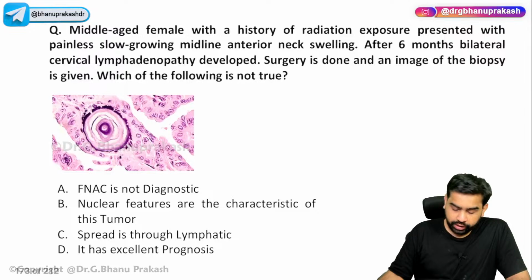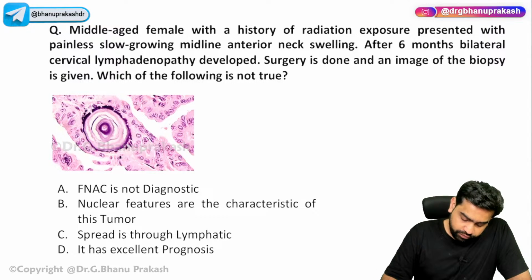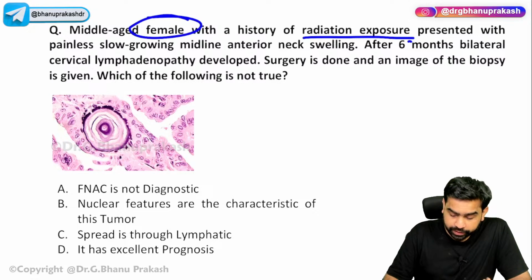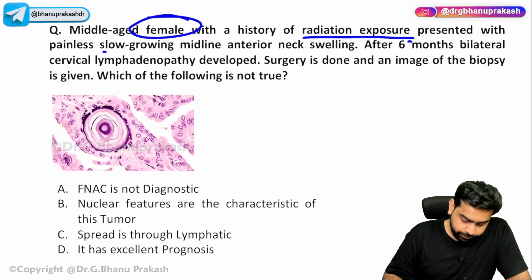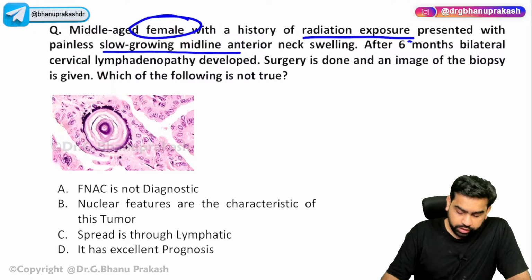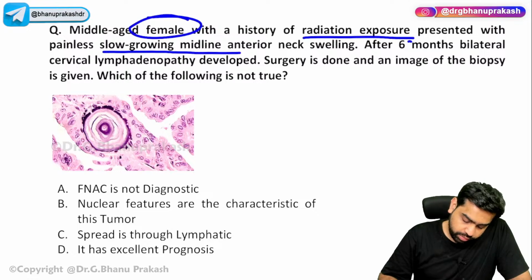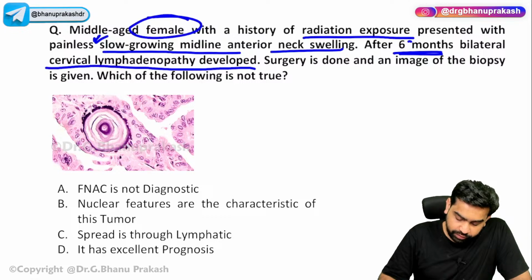Okay, now there is a middle-aged female, let's say 30-40 years, who was exposed to radiation. The patient is coming with a painless, slow-growing midline anterior neck swelling. After 6 months, bilateral cervical lymphadenopathy developed. The surgery was done, and the image of the biopsy has been shown to you. What is the diagnosis?